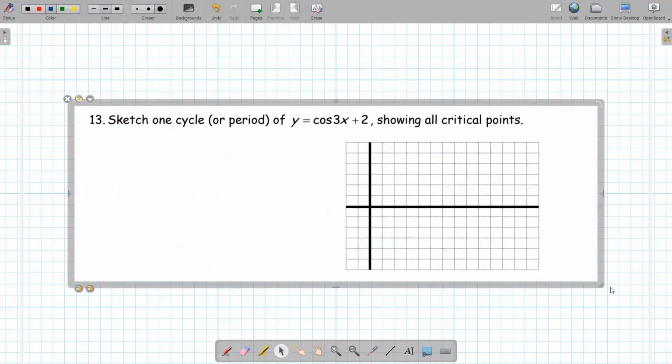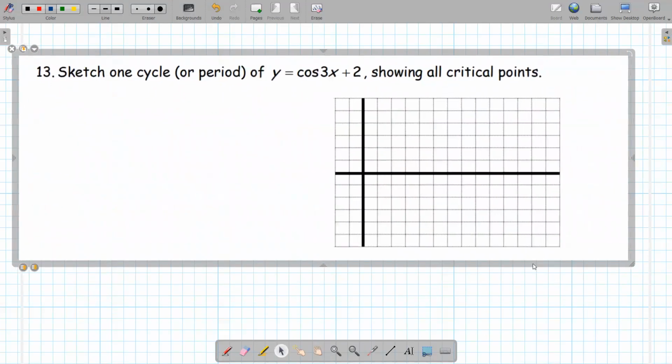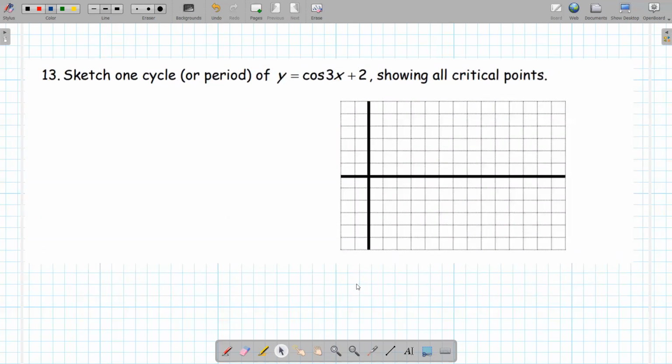So it says now sketch this function, cosine of 3x plus 2. By the way, advanced functions is the same thing as the functions course, but it's just dialed up to 11.